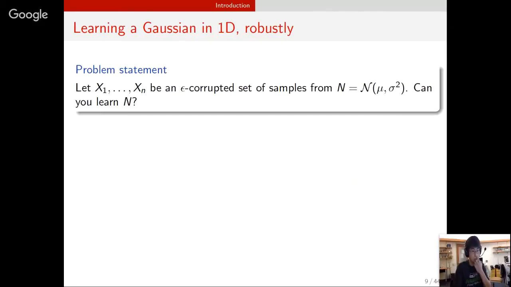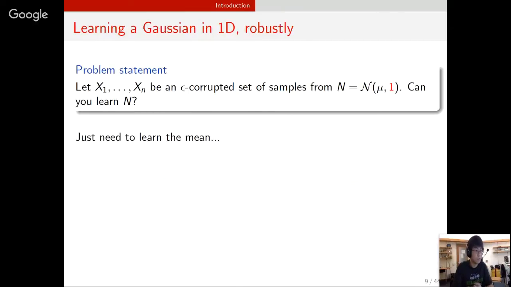Okay, so can we do this? Well, let me even simplify the problem a bit more. Let me tell you what the variance is. Let me tell you that the variance is 1. So all you have to do is learn the mean. So can you do this? Well, what we were doing before was we just took the empirical mean. So one naive question one might ask is, does the empirical mean still work?